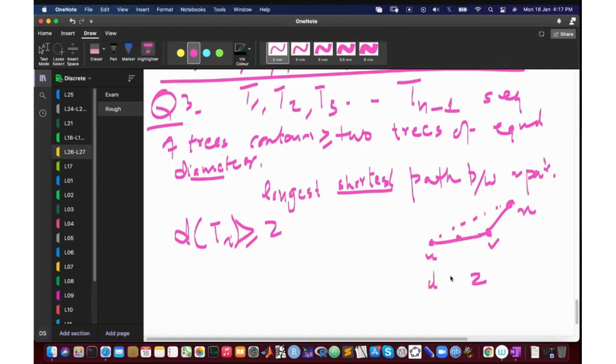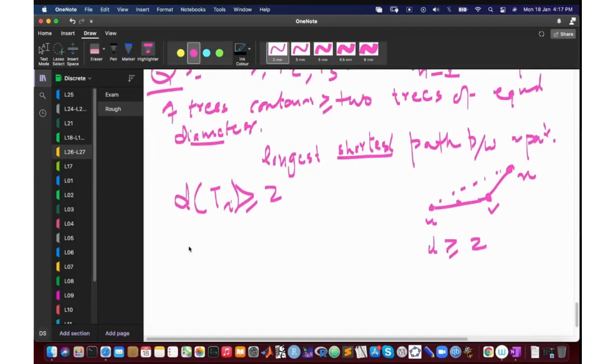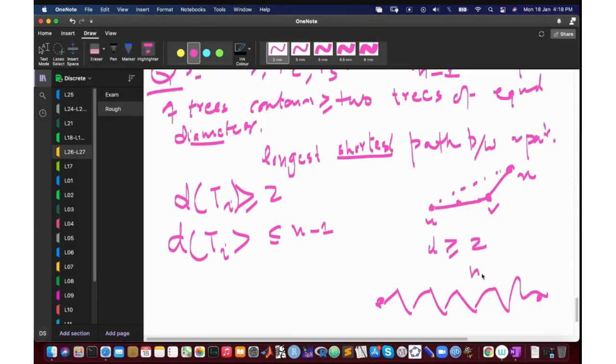And the diameter is at most n-1, which is the maximum diameter in any connected graph. Okay, if this is a connected graph, two vertices can at most be connected by going through all the rest of the vertices, right? And what more can we do if it is connected? If we go through all the vertices, you would get a path of length n-1.